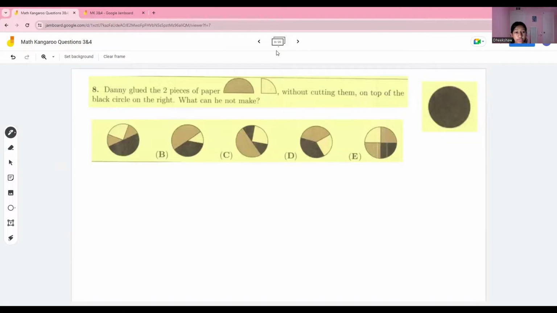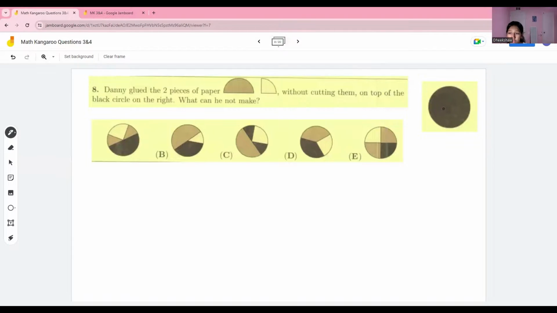Number 8. Danny glued the 2 pieces of paper without cutting them on top of the blank circle on the right. What can he not make? Okay, so for this problem, how I like to approach this is see how if each of these shapes can be shown in the images here.